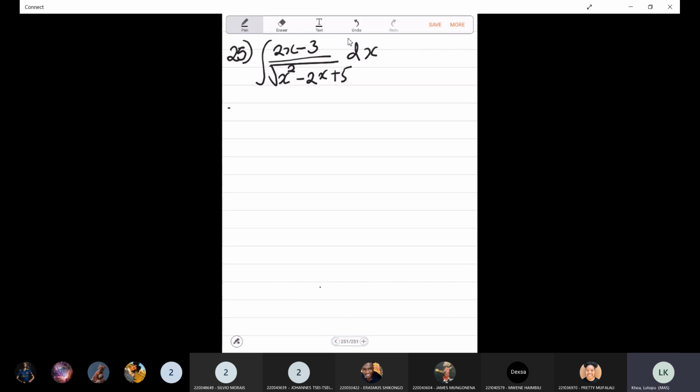So this is the integral of 2x minus 2 minus 1 over x squared minus 2x plus 5 dx. Okay, and then we write this as two fractions. One part will take the derivative of the denominator, and the other part will have minus 1 over the square root of this.